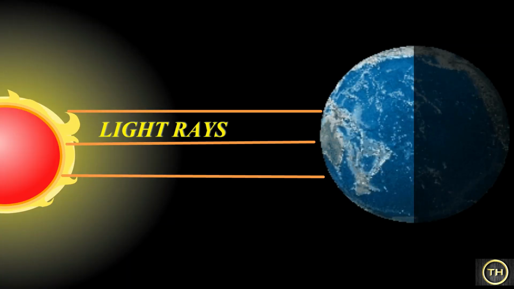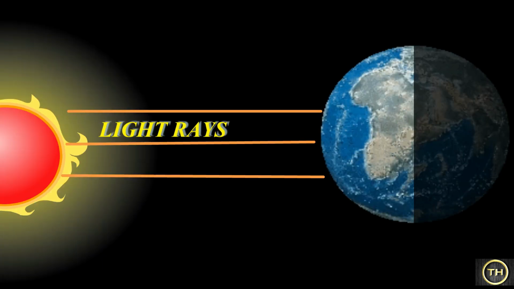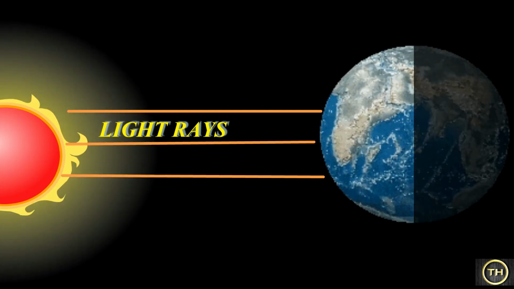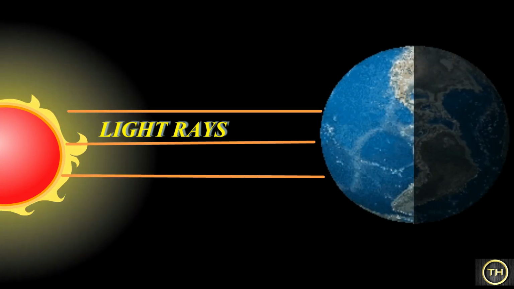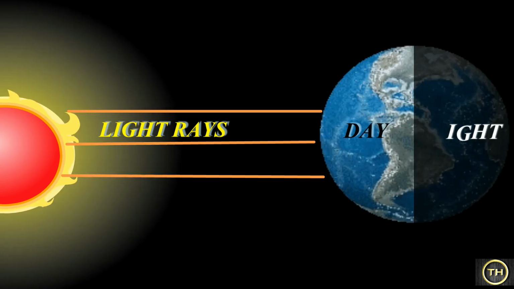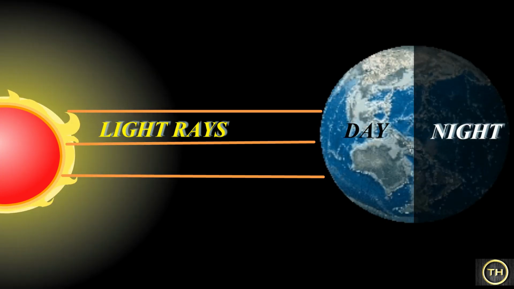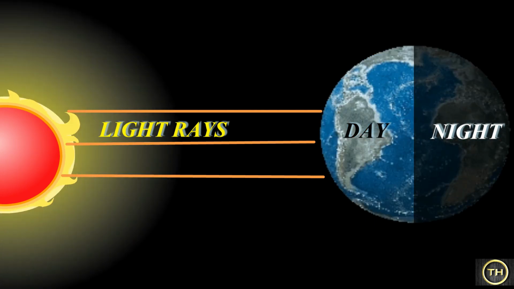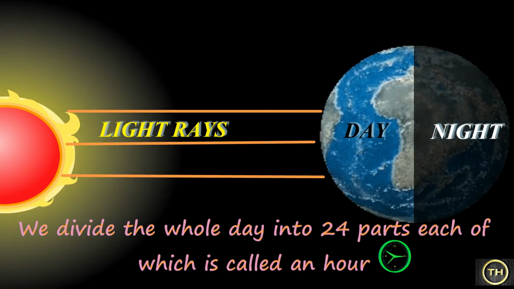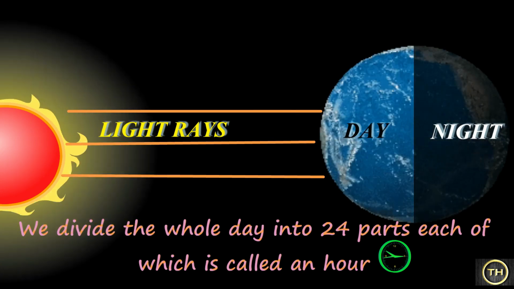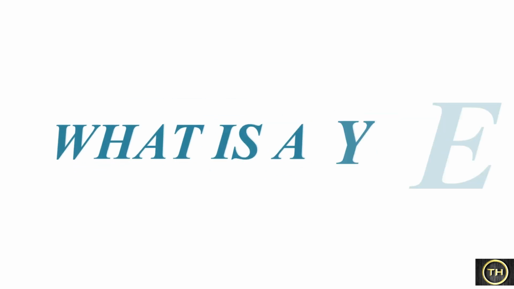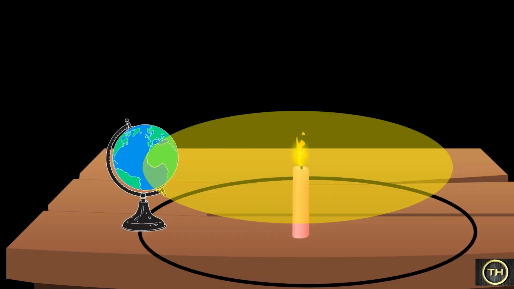This tells us that this period of time that the earth takes to complete one rotation is called a day. A day has two parts, daytime and nighttime, or simply day and night we can say. For the purpose of measuring time, we divide the whole day into 24 parts, each of which is called an hour. Now, we learn what is a year.